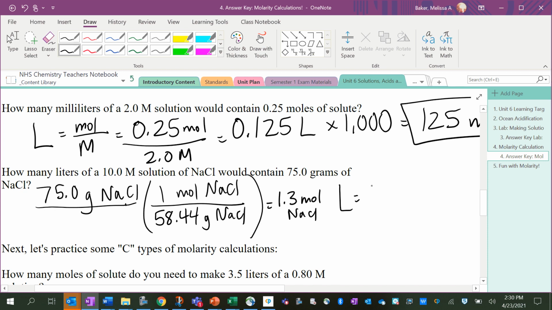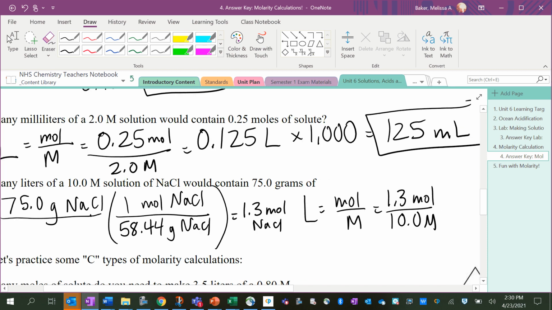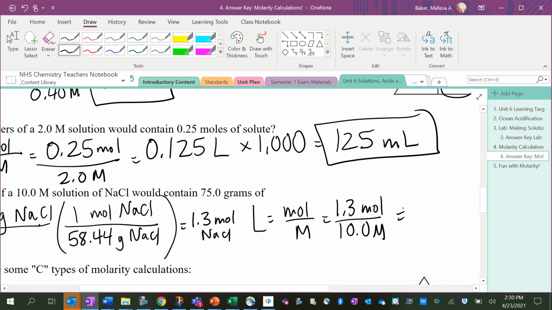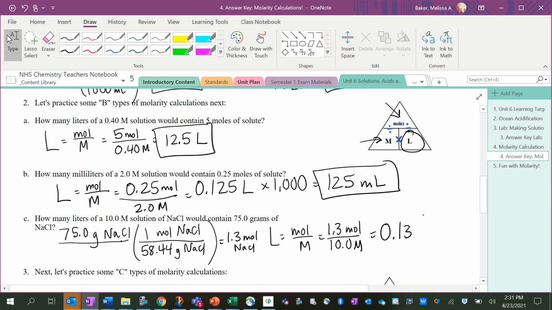Now, liters is moles divided by molarity. So I'm going to do 1.3 moles divided by 10 molar solution. 1.3 divided by 10, that's 0.13 liters.